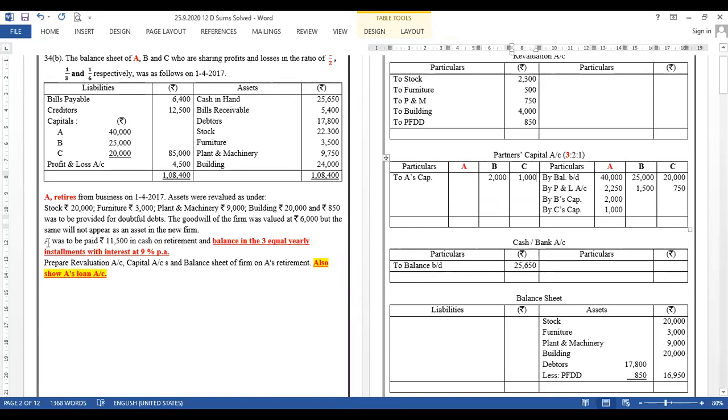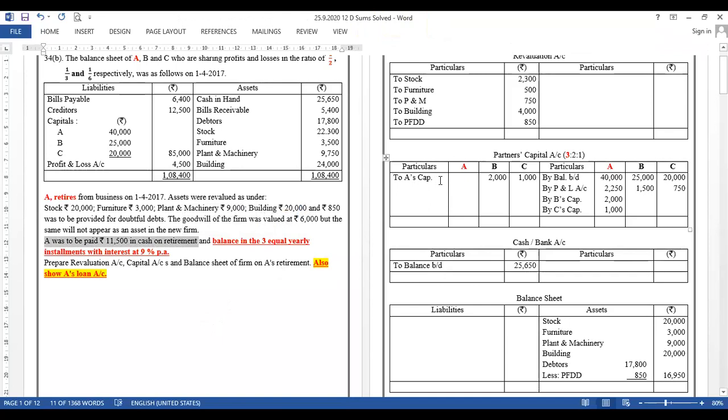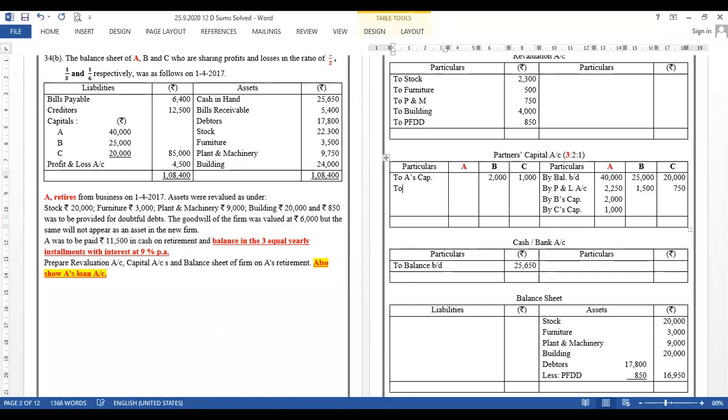Now A was to be paid rupees 11,500 in cash on retirement. Let us pay 11,500 to A. So, to cash, 11,500. A has been paid this value, right? When A has been paid this value, let me write in cash and bank account, by A's capital. This is very easy. A to cash is the entry, so A has been debited and cash has been credited rupees 11,500.